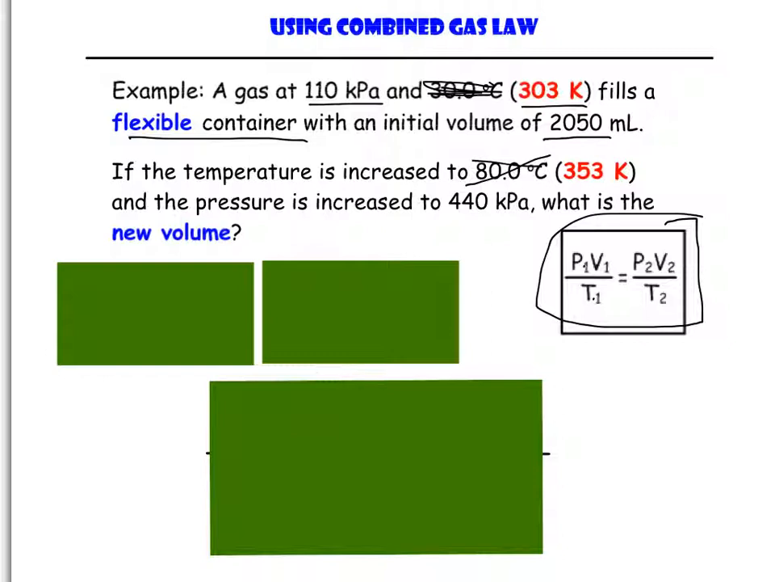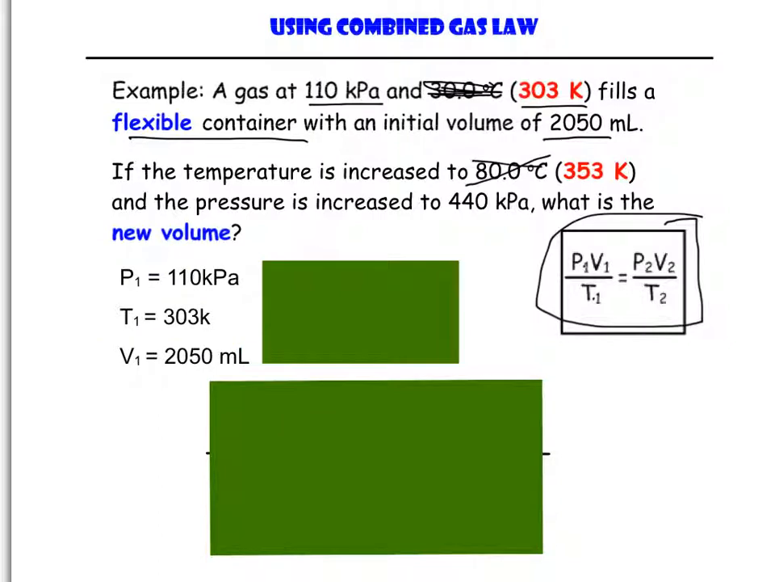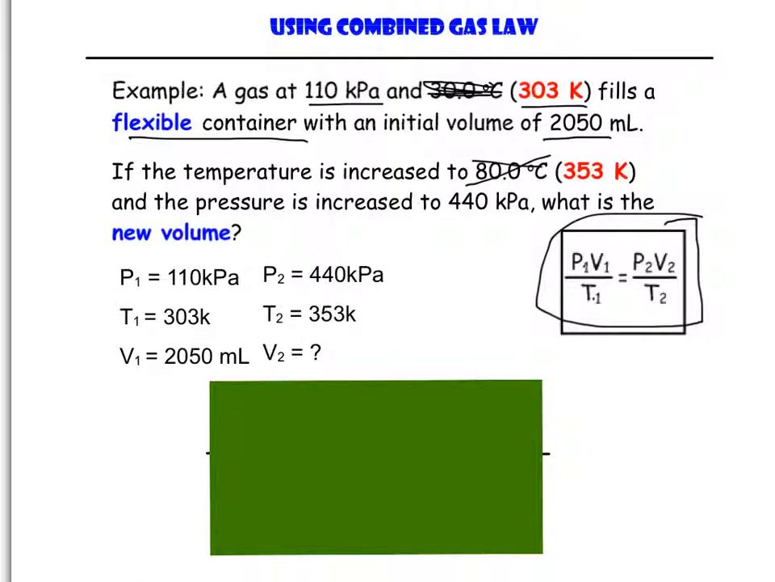So in this case, we can't cross off any of our variables because they're all changing from one side to the next. And now we can start figuring out what variables are what. So I'm going to assign pressure 1 as 110 kilopascals, temperature 1 as 303 Kelvin, and volume 1 as 2050 milliliters. My P2 is going to be 440 kilopascals, temperature 2 is 353 Kelvin, and my volume 2 we have to solve for. That's what the question wants to know.